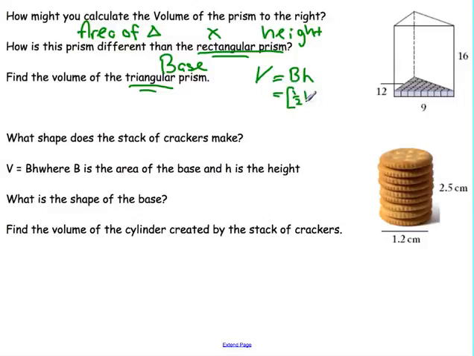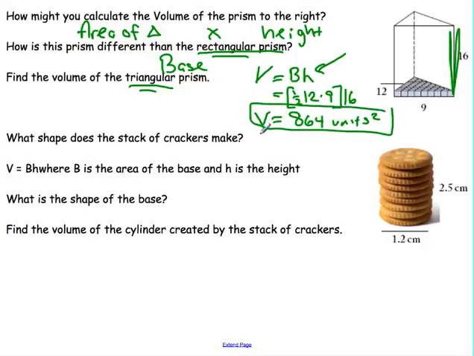Our base here is 12 times 9, and then times the height. Our height between the two bases is going to be 16. That's that tricky h we've talked about in the past. When I multiply this together, pretty big number. This would be 864 cubic units.